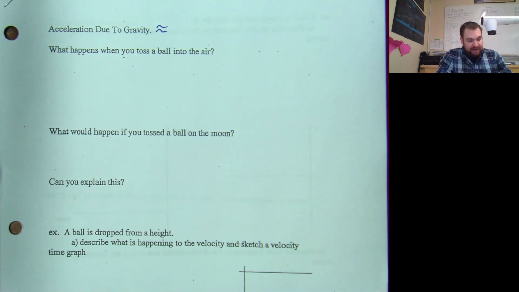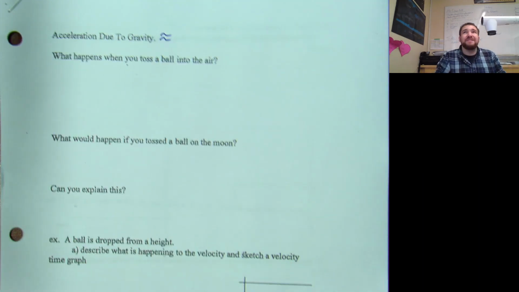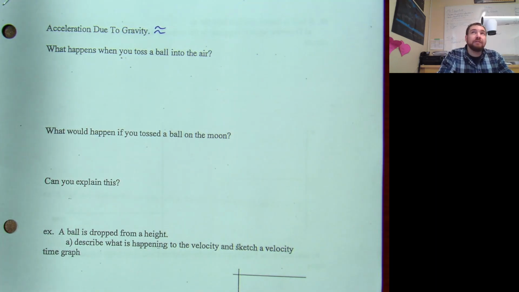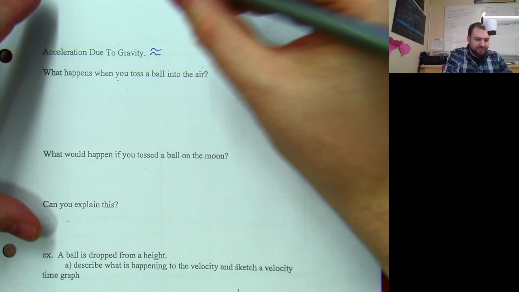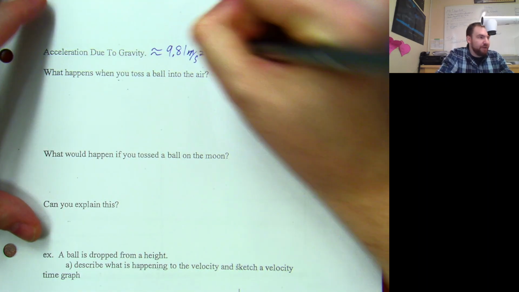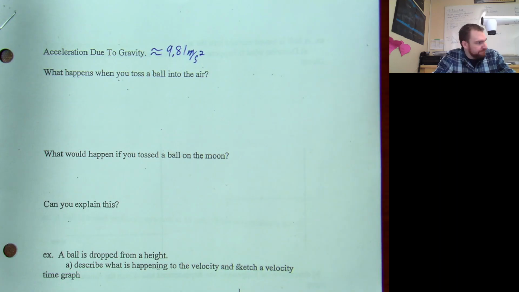I'll give it to you again because I think we talked about it once already, and one of you even said that you looked at it in middle school. The acceleration due to gravity is 9.81 meters per second squared. Now, what does that actually mean?